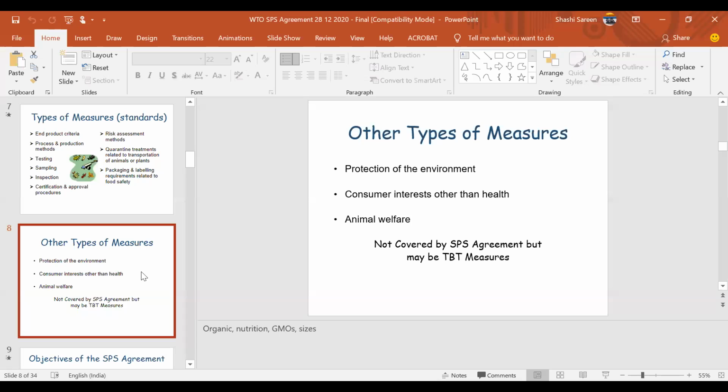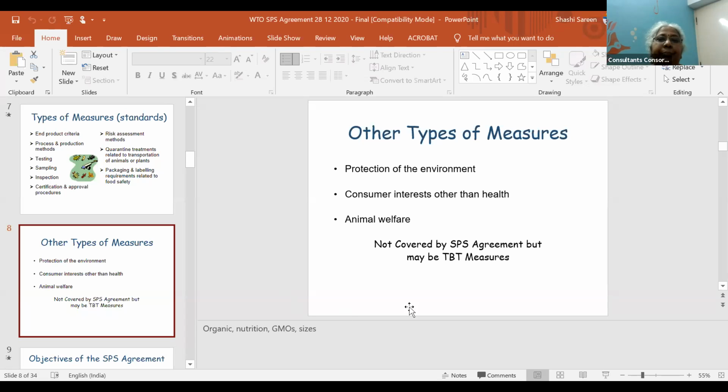Measures like protection of the environment, consumer interests other than health, and animal welfare are not covered under the SPS agreement, but may be TBT measures. So maybe this would be a useful slide. The ones which are not under SPS go under a broader category, the TBT agreement. Absolutely. How effective are these agreements, ma'am?